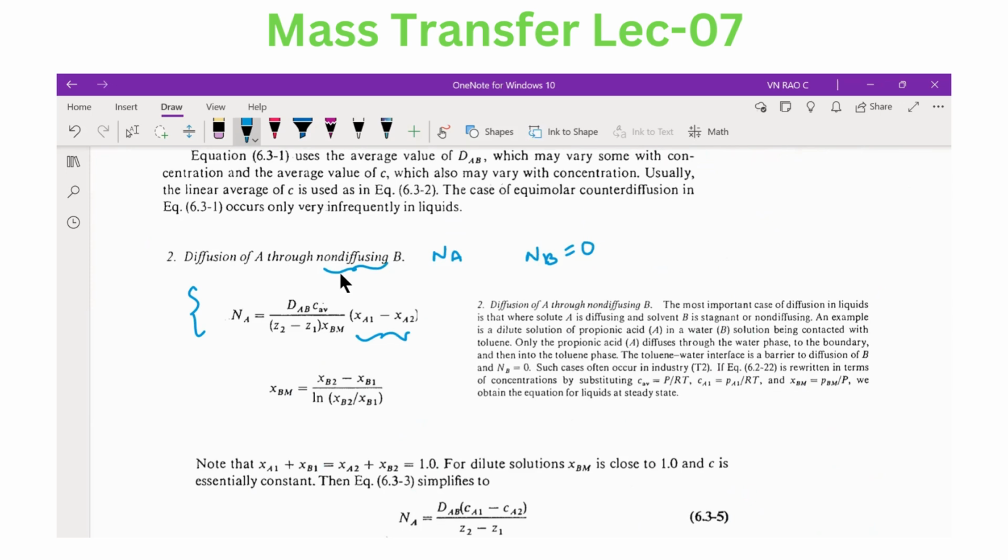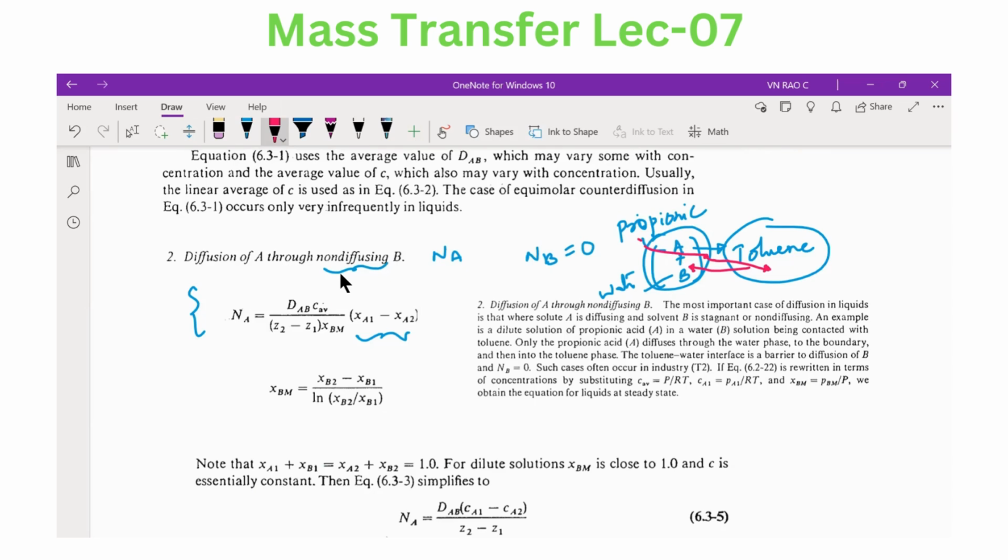Suppose we have a mixture A plus B, where A is propionic acid, B is water, and we want to separate this mixture. We add toluene as a solvent to this. Only propionic acid diffuses to the water phase to the boundary and then to the toluene phase. So there are two phases here, one is the water phase, another is the toluene phase. So propionic acid only will diffuse through the water phase and through the toluene phase and enters the toluene. So the toluene-water interface is a barrier. That means the water will not diffuse back. That means N_B is 0.